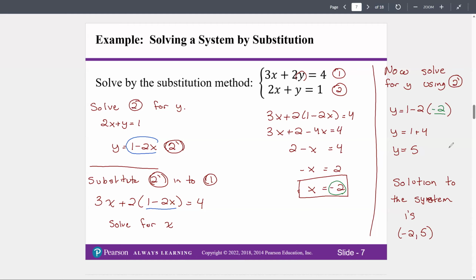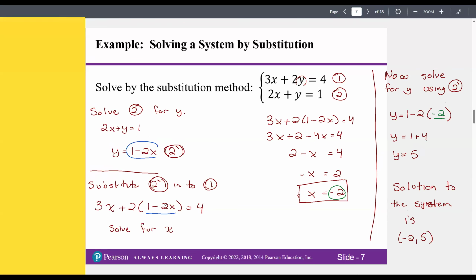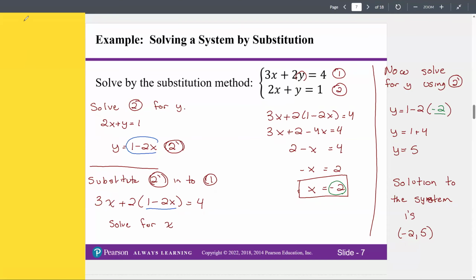All right. So like I said, once we find an answer, we should check it. And I'm not going to check all of these. I'm just going to check this first one. So if we check, we're saying that the solution is going to be -2, 5. So if we go into equation 1, that means that is 3 times -2 plus 2 times 5 equals 4. We get -6 plus 10 supposed to equal 4. 4 equals 4. We have the solution.